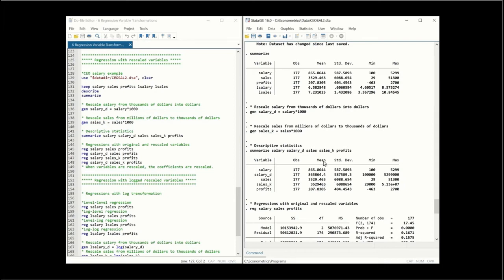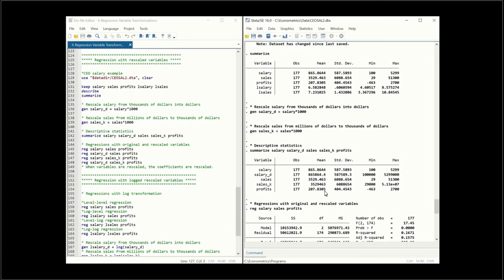So which one you choose to use, either the original or the rescaled variable, is a matter of preference. And typically there's no loss in information unless we decide to round. Like if we round this to 865, whereas this we keep like that, then of course there will be loss of information. But that's about rounding, not about the rescaling of the variable.